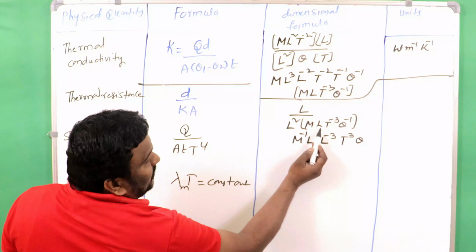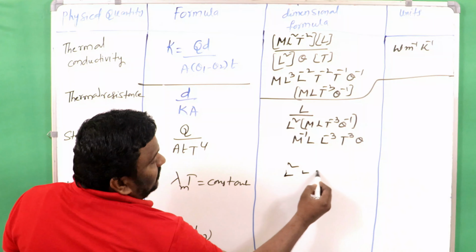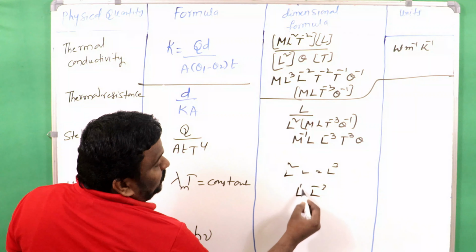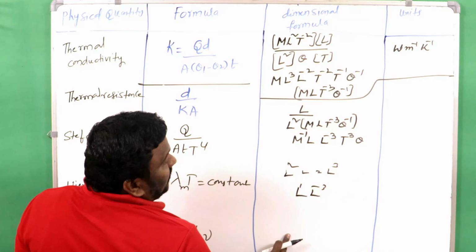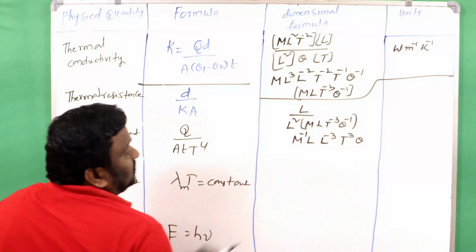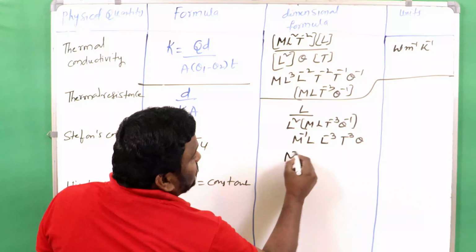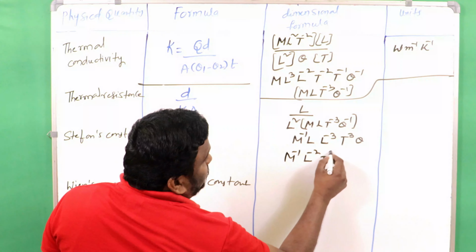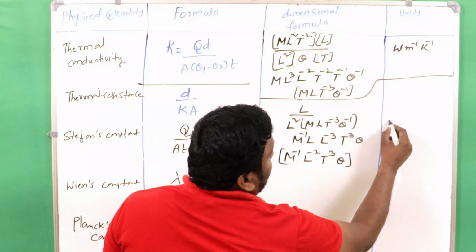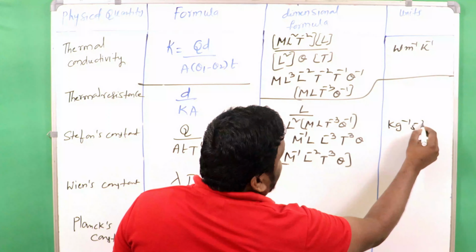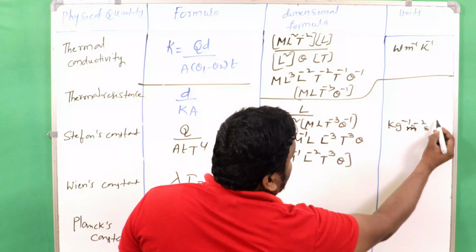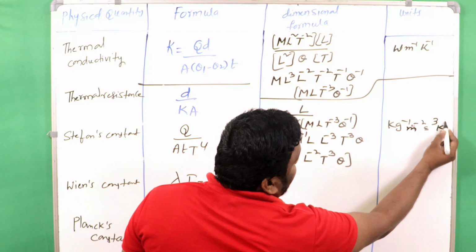So L by L squared into L, L squared times L is L to the power of 3, and when it comes to the numerator it becomes minus 3, L to the power of 1 minus 3. So here we get minus 2. So simply M inverse, L to the power of minus 2, T cubed, theta. So the unit is kg inverse, meter inverse 2, second cubed, and Kelvin.